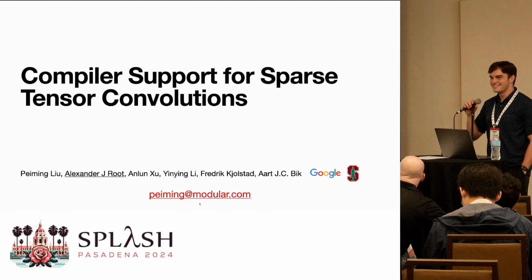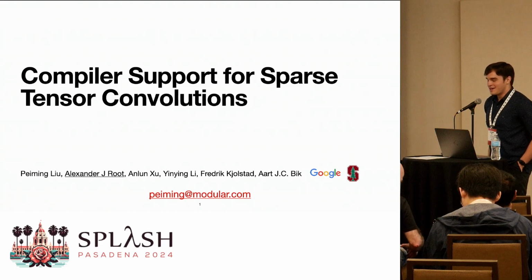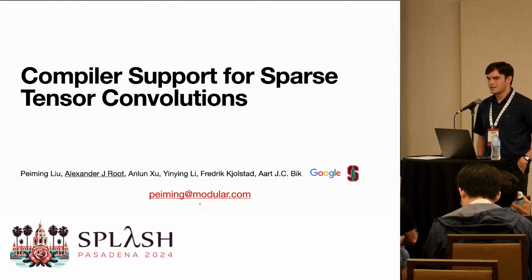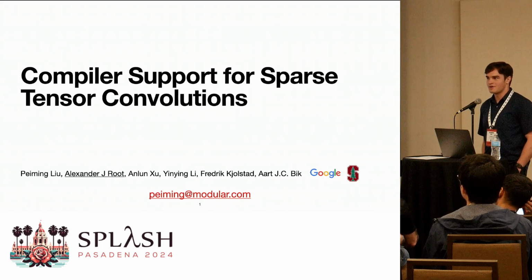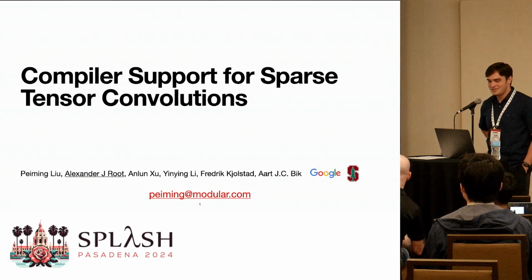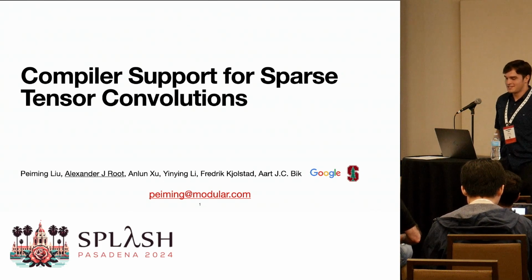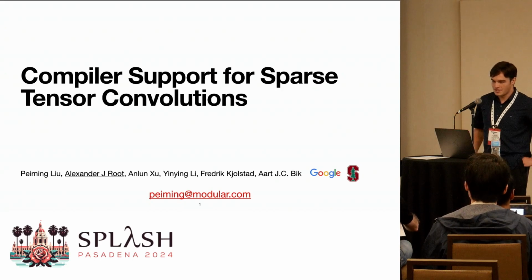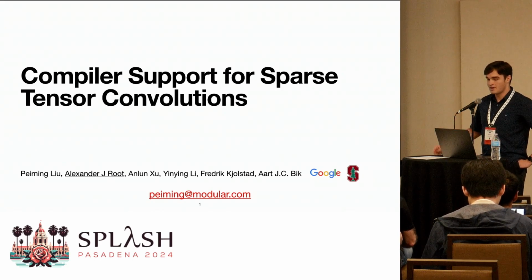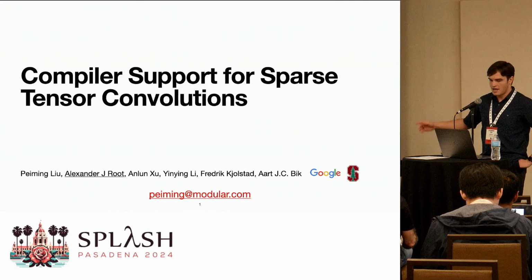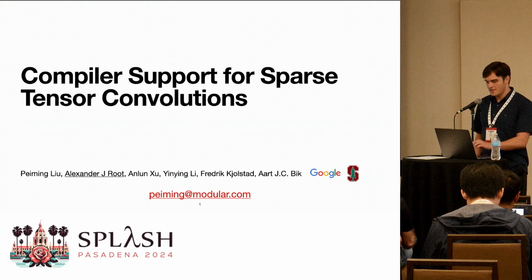Peiming could not attend, unfortunately, but this was more work done with the Google Sparsifier team, spearheaded by Peiming, who should get all of the credit and all of the hard questions. So I put his new email because the email on his paper is no longer accurate. He's busy working at Chris Latner's new startup. So that's why he couldn't attend today. And this was also in collaboration with Anlun, Yinying, my advisor Fred, and Aart, who headed the Google Sparsifier team.